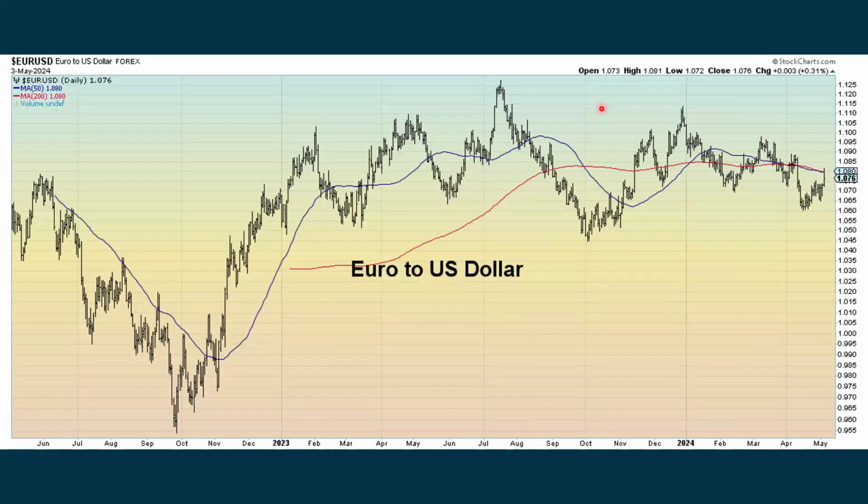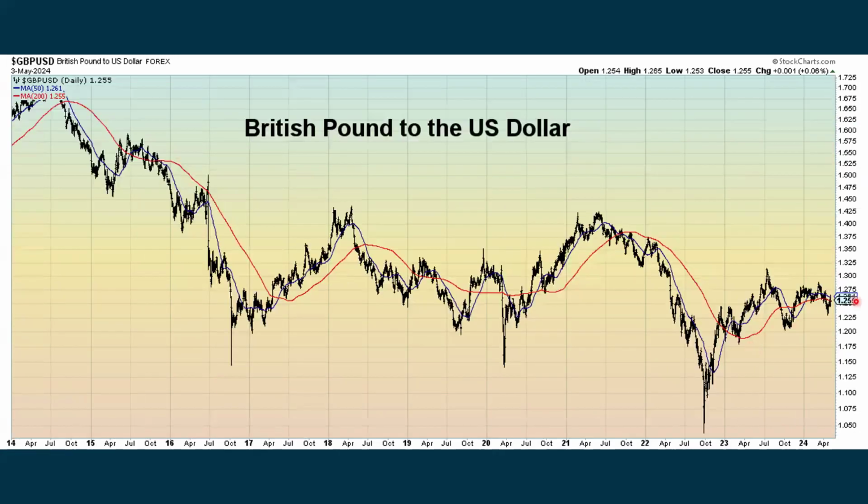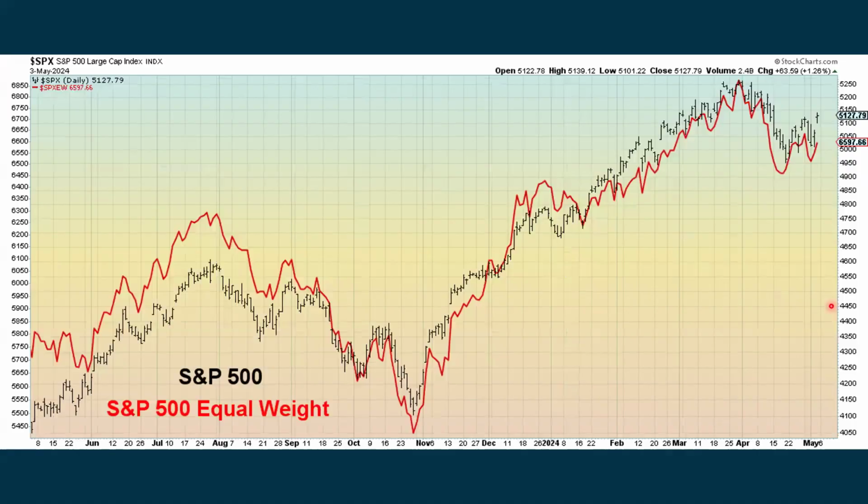Then I have some breakout charts. Here's the euro to the dollar, where we've been seeing a lot of weakness in the euro, but it has been coming back as we've been seeing some weakness in the dollar, but it's still in a downtrend. Here's the Japanese yen, which has really been bouncing up, but it's still in a longer-term downtrend. The British pound's getting close, but we're still in an uptrend here, and it's been bouncing back a little bit against the dollar.